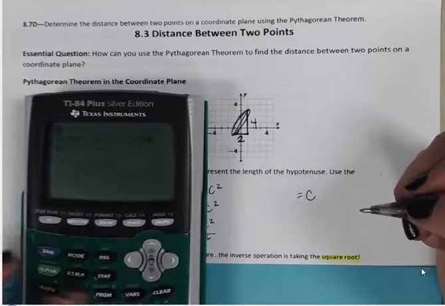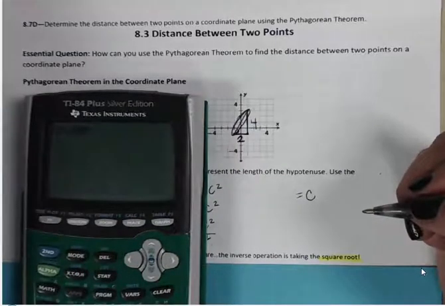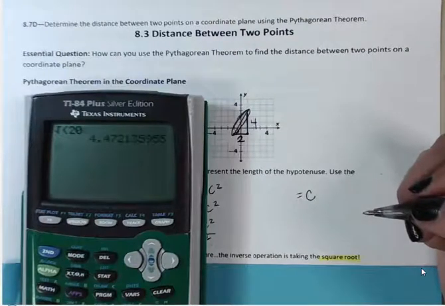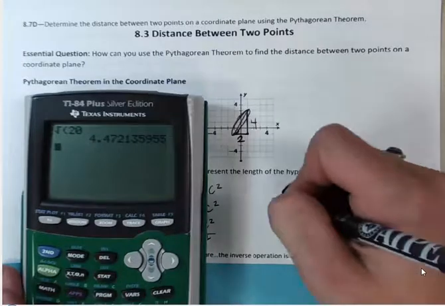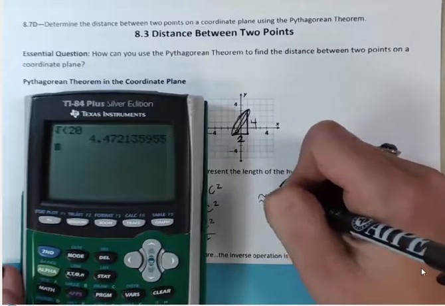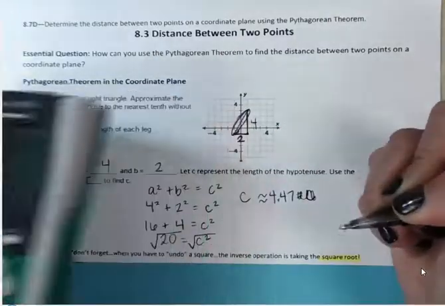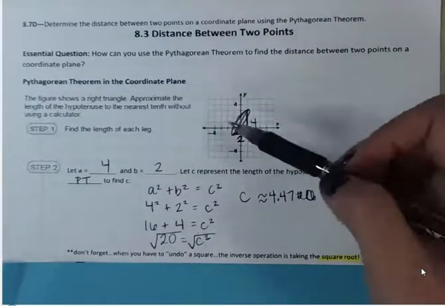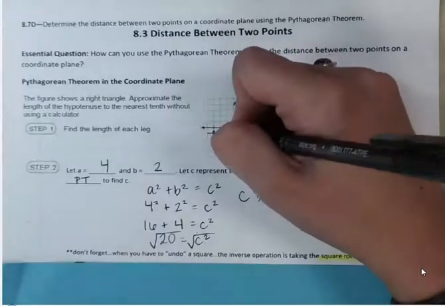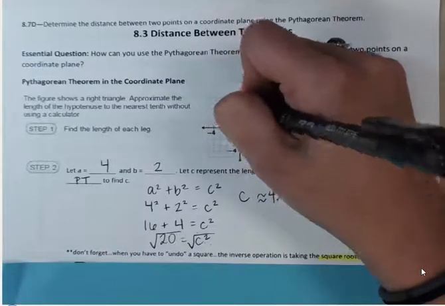My batteries are low, that's fine. The square root of 20 is approximately 4.47. So I'm going to write C is approximately 4.47, and that's it. So the distance of this line, the length of this line right here is 4.47 units long.